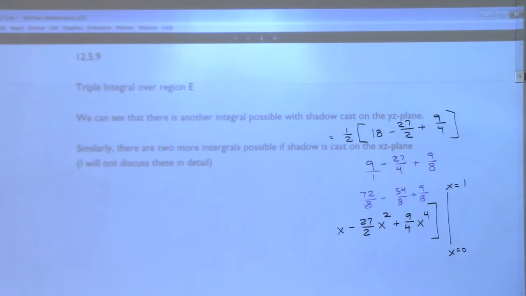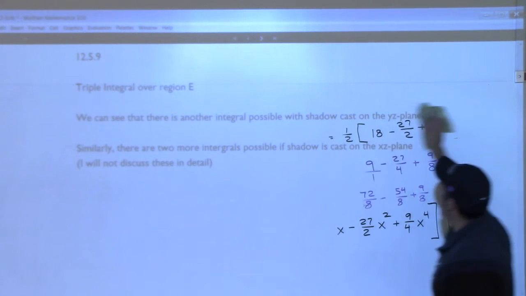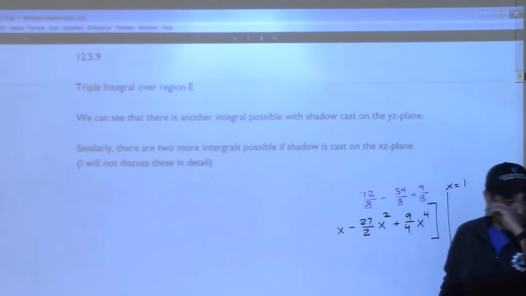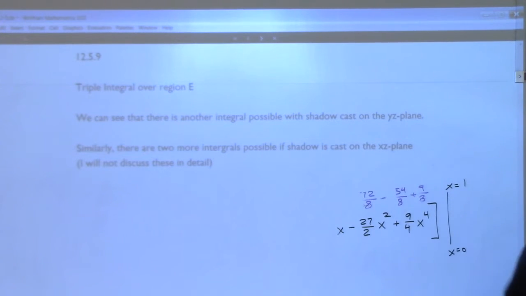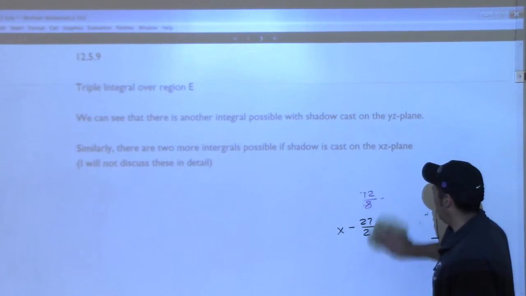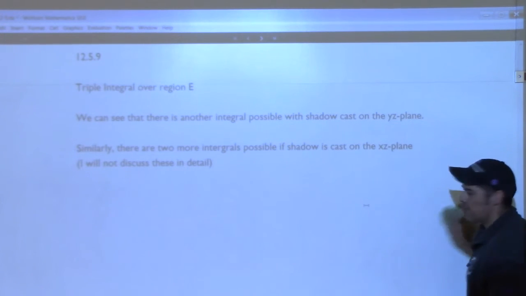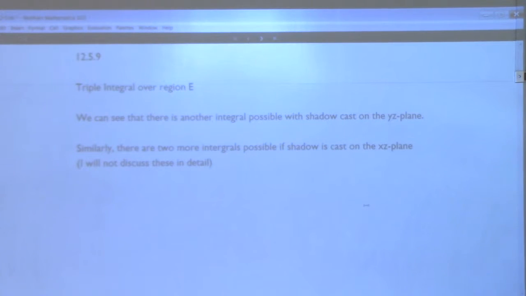Okay, this part right here is just me telling you what I already told you, that you can have the shadow cast on the XY plane, the YZ plane, or the XZ plane, so there's all these different possibilities. I'm really not going to go into any detail, and the problems that you're going to deal with on any exams are always going to be cast onto the XY plane, just for simplicity.